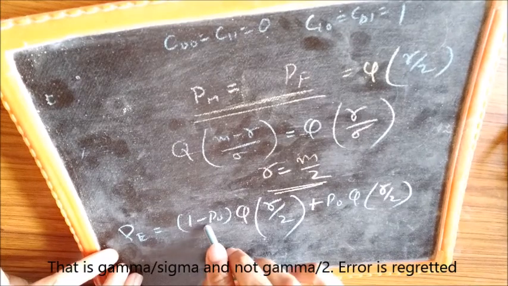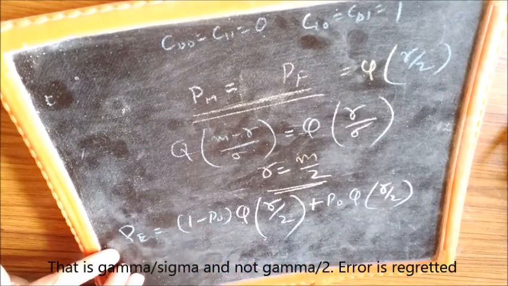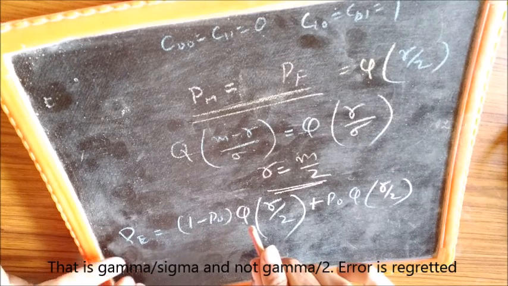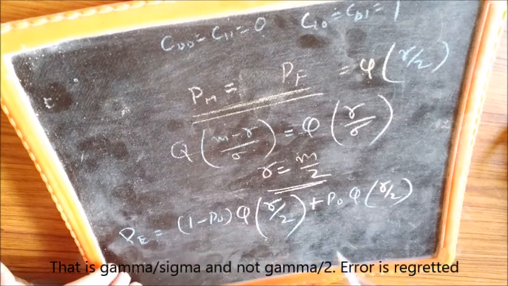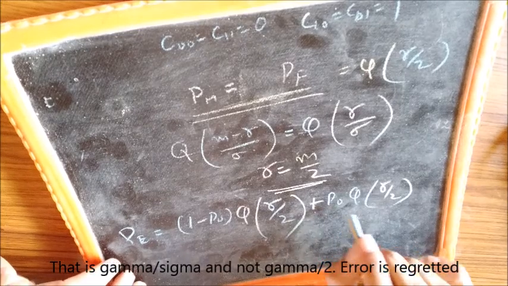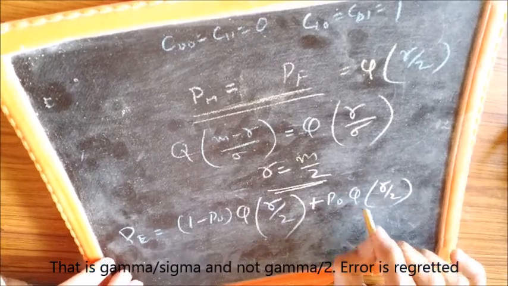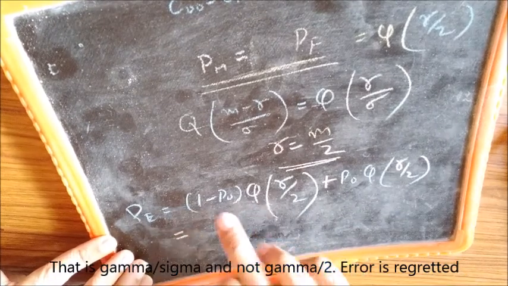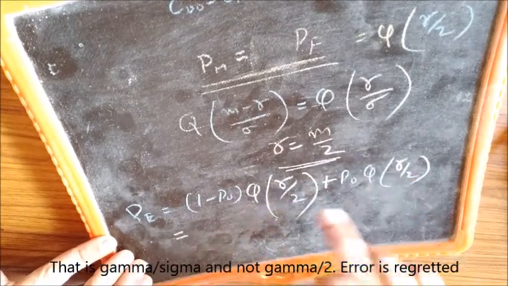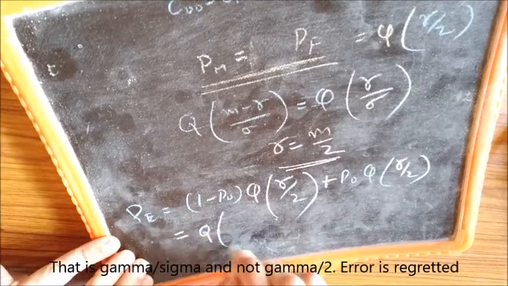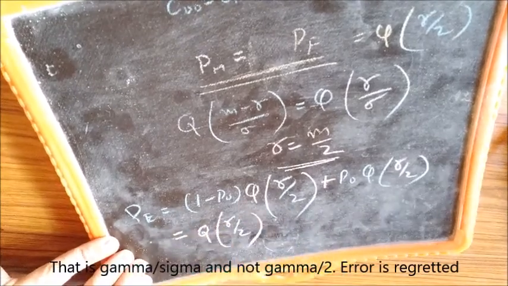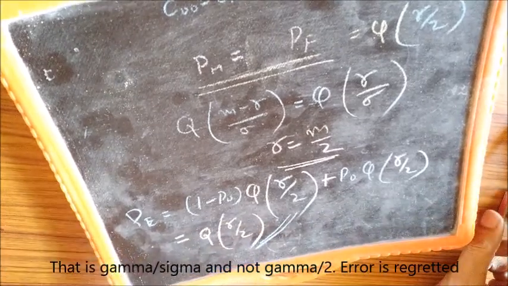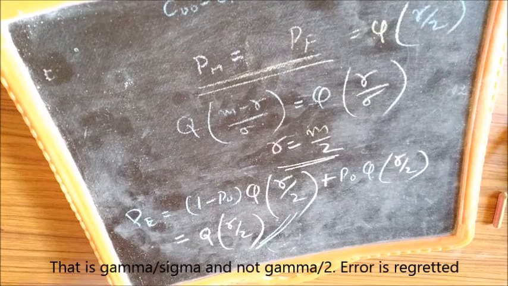So P1, the probability of hypothesis H1 being true, times the probability of a miss, plus the probability of H naught being true times the probability of a false alarm, will be equal to minus P naught times this plus P naught times this, which cancels, and you will get the result as Q of gamma by sigma with gamma equal to m by 2. This is the probability of error. So that completes the first problem.